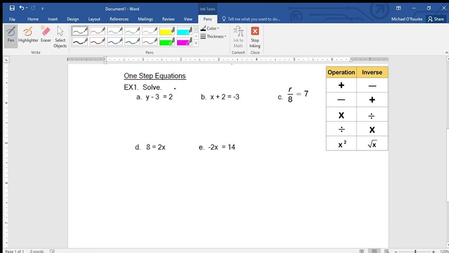So if we take a look at a here, here's our variable. So we're going to move this over. And this right now is a negative. So when it goes over, it's going to become a positive. So y equals 2 plus 3. So y equals 5. Okay? So you're doing the opposite. This minus 3 becomes a plus 3.